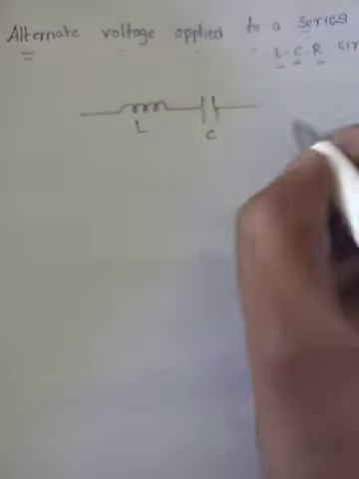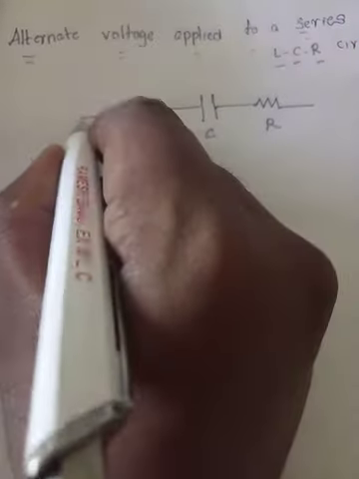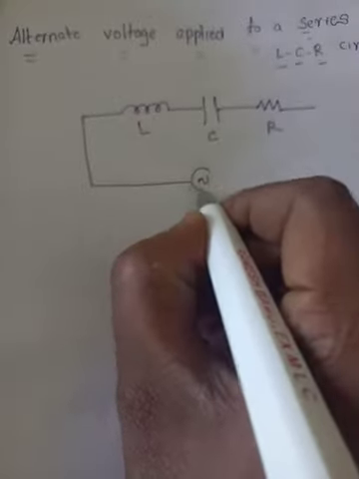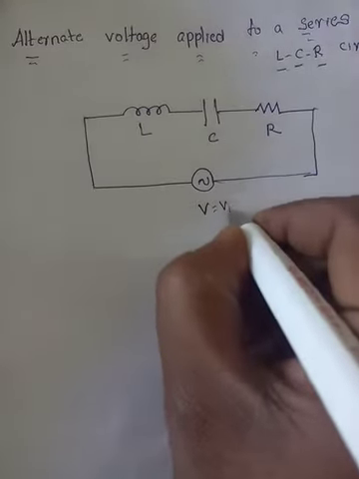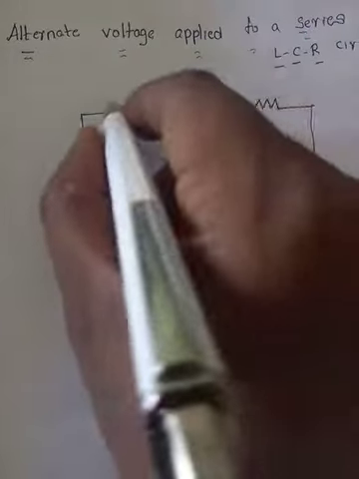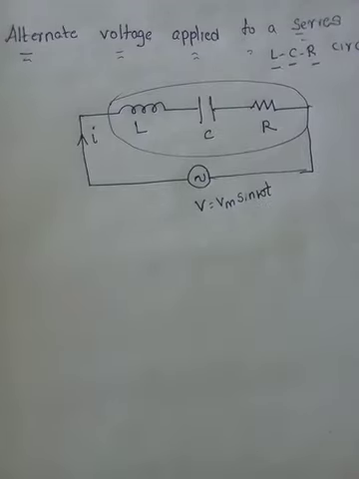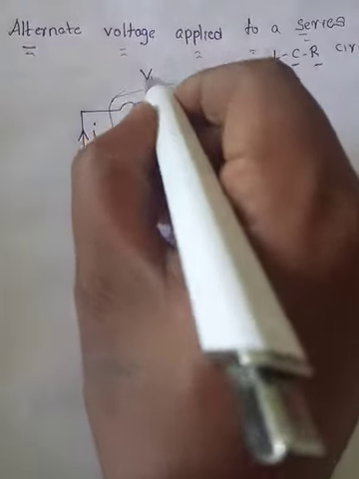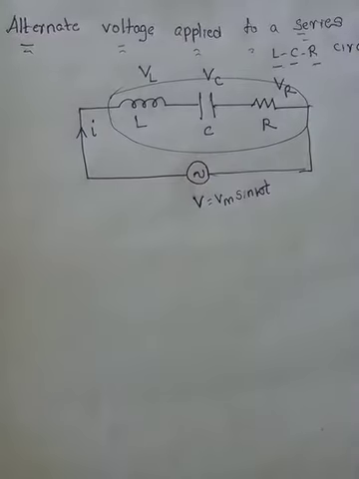a capacitor, this is capacitor C, and a resistor of resistance capital R connected to an alternating voltage. What is the voltage applied here? V is equal to Vm sin omega t. As we know, all these circuit elements are connected in series combination. What will happen? The current flowing through the circuit is constant, I, and the potential across each element is VL, VC and VR.